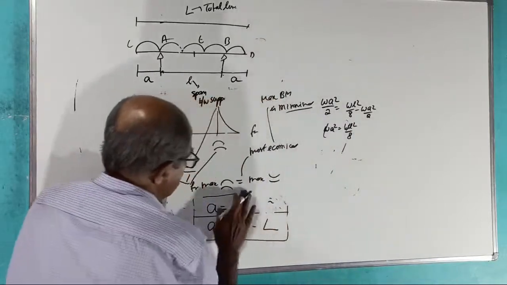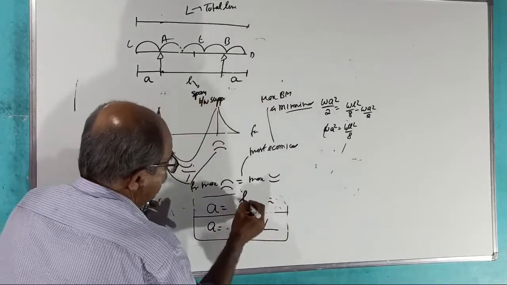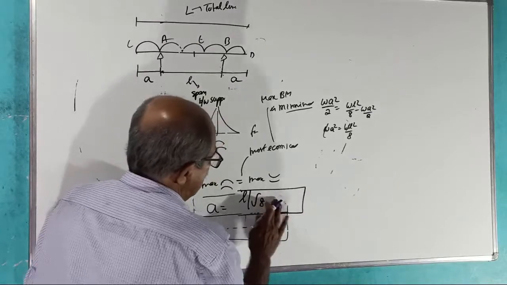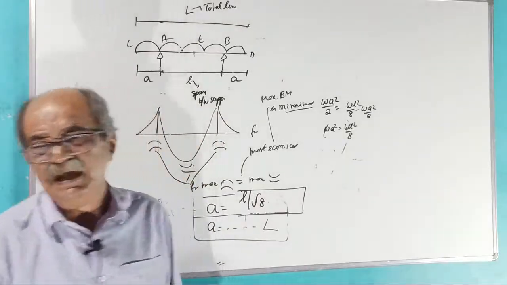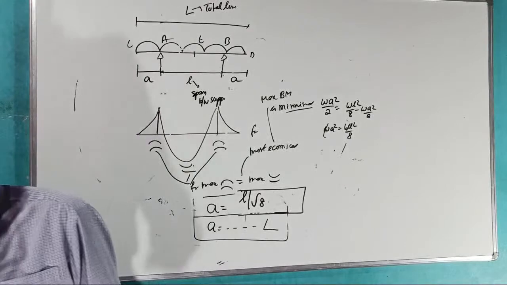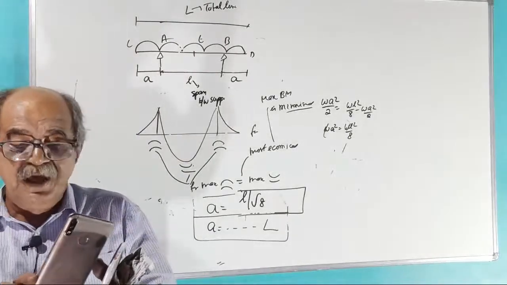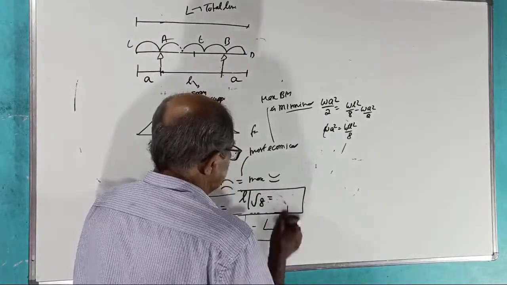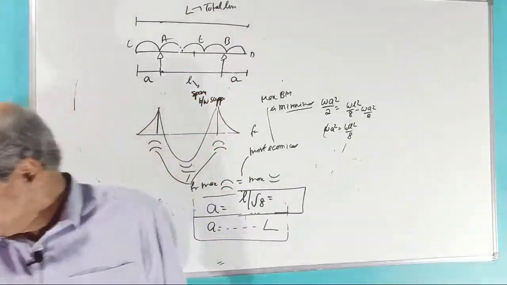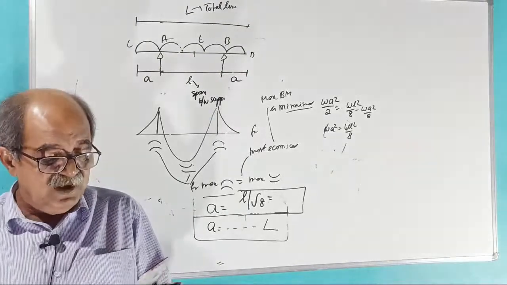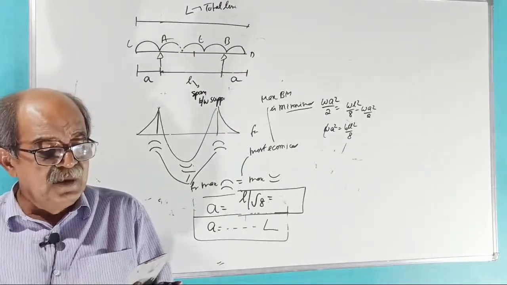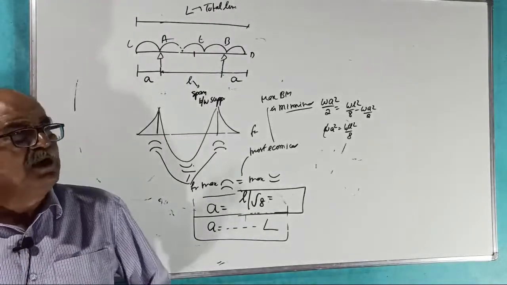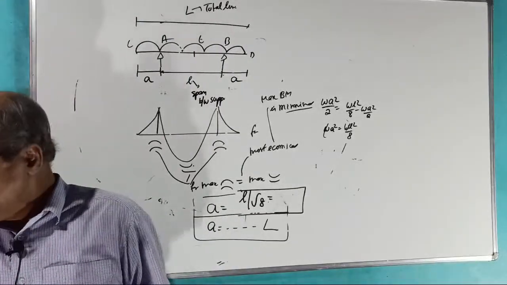A equal to L by root 8. That's all. What is the 2 root? L by root 8. See, you forgot. A equal to L by root 8. From the pass mark number or decimal point of view, how much is 1 by root 8? What is the answer? Tell me the number, approximately, instead of root 8, on a percentage basis.